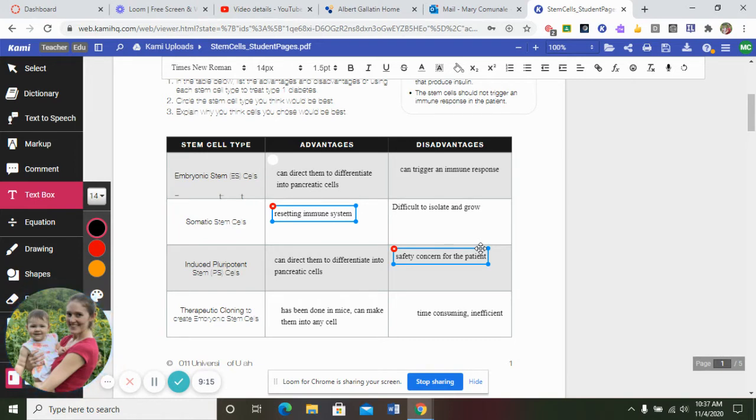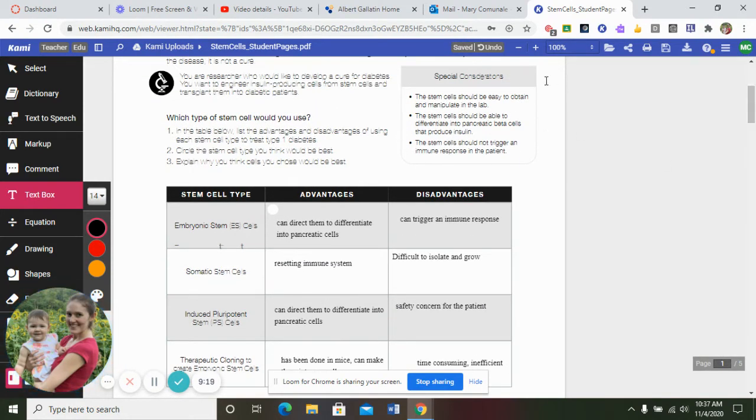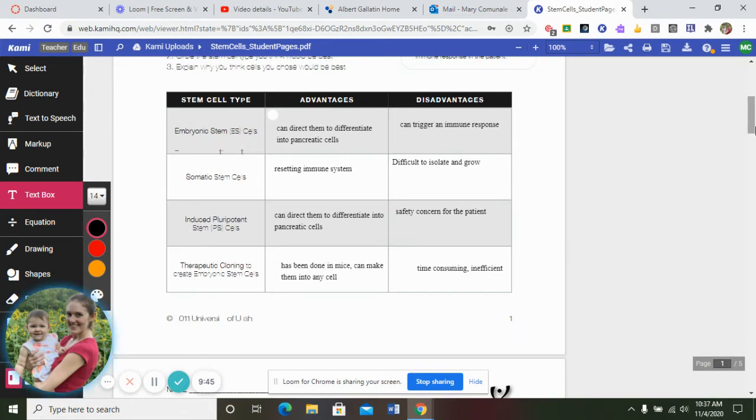Now, if I looked at those advantages and disadvantages that I have listed there, I'm going to take into consideration my special considerations box up here at the top. If we were looking for something, let's say it needs to be easy to obtain, that would take out my somatic cells because they are very difficult to isolate and grow. We also don't want to trigger an immune response, which we know embryonic stem cells will trigger. And it says the stem cells should be able to differentiate into pancreatic beta cells. I would probably go with the IPS cells or even the therapeutic cloning cells because you can direct them to differentiate into either one of those cells. So I would circle one of those two, and then I would try to back that up with why I think that would be the best cell. So your answers may vary from other people's in the class, and that's okay as long as you can back it up to me.